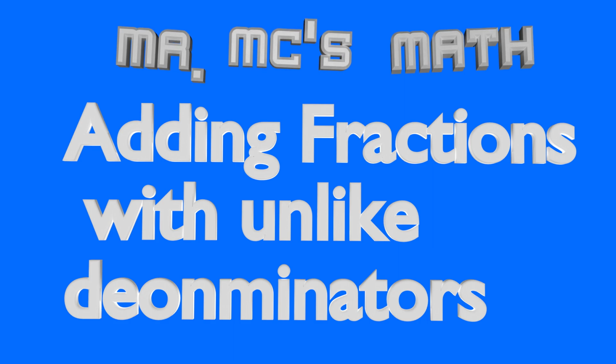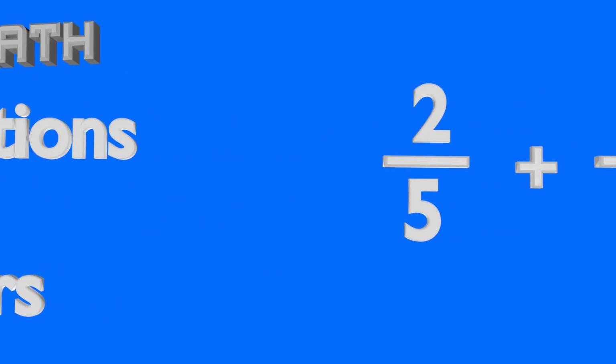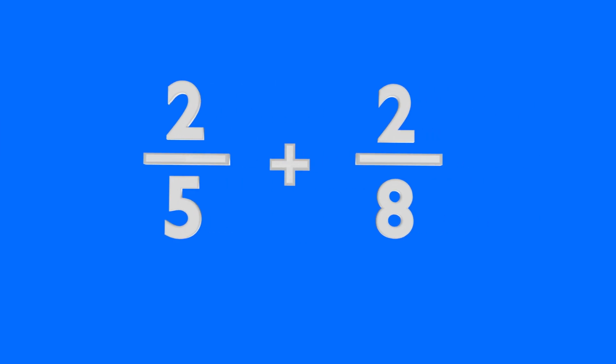Okay, how do we add two fractions when they have unlike denominators? Well, let's look at these two fractions. 2 over 5 plus 2 over 8. And we can see they have different denominators, denominator being the bottom number, a 5 and an 8.